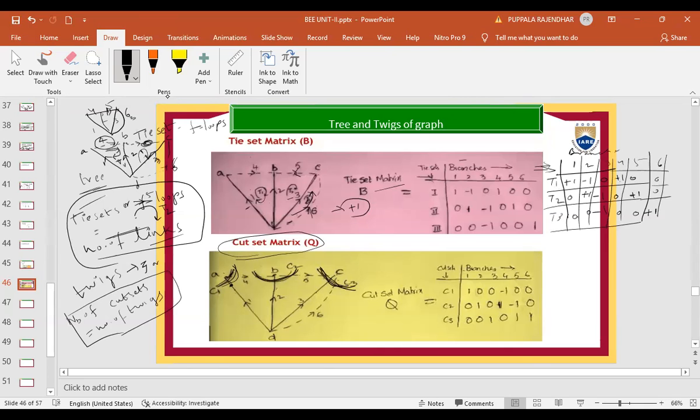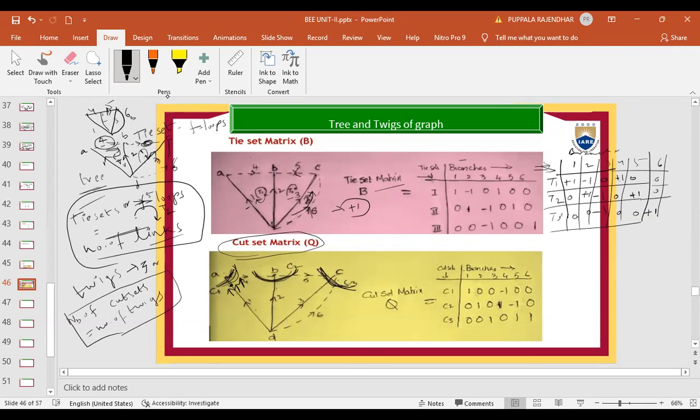So these are the cut sets 1, 2, and 3. Now, what about the direction of this cut set? Previously, in the case of the tie set matrix, the direction of the tie set followed the direction of the link. Here, it follows the direction of the twig. Look here, C1 is formulated by twig 1. Twig 1 is in the upward direction, so we will take the upward direction for this.